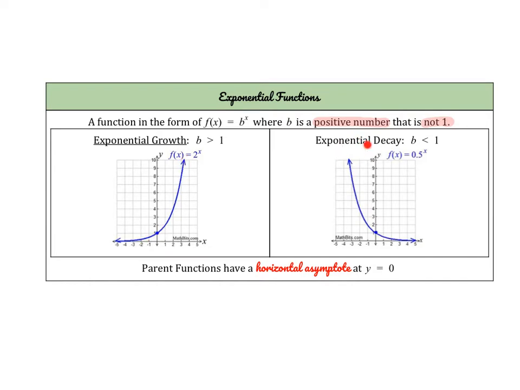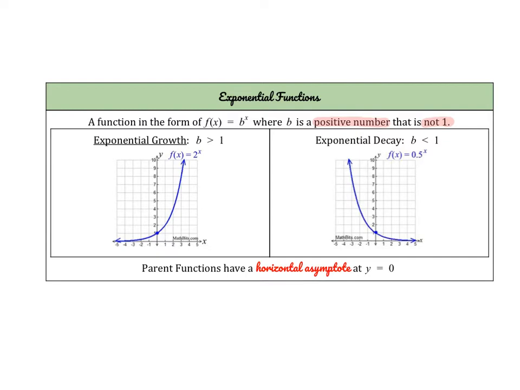The other type is exponential decay, and that happens when b is less than 1. But remember, b is always positive, so between 0 and 1. Here's what the graph of 1/2 to the power of x looks like. Notice instead of increasing, it's decreasing. However, they do look very similar. They're actually reflected.